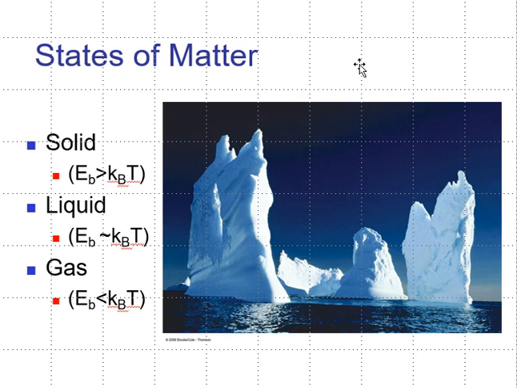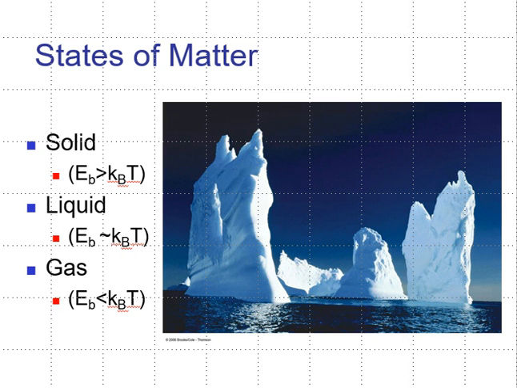When we look at states of matter, we either have solids, liquids, or gases. Well, I guess there's plasma too. In the case of a solid, the binding energy between the molecules is greater than the thermal energy. So we take the thermal energy as proportional to the temperature T times the Boltzmann constant. For a gas, the binding energy is much less than the thermal energy, and the molecules are free to move around inside of a gas. The liquid is somewhere in between, where the binding energy is on the order of the thermal energy.